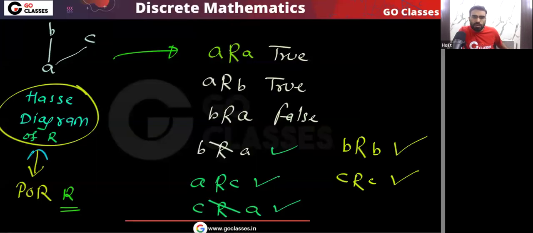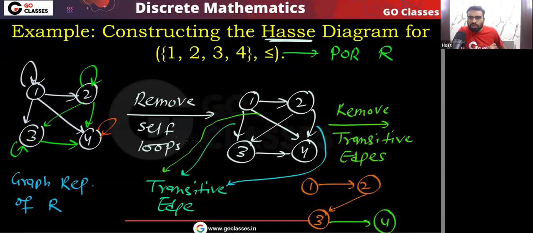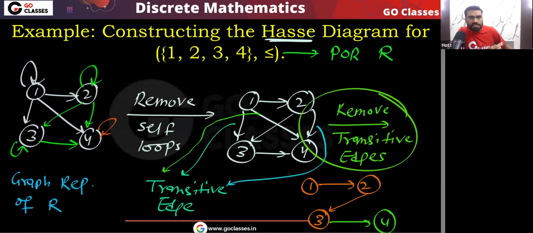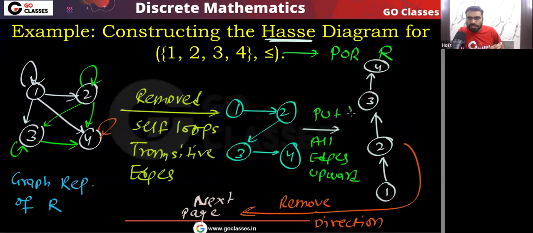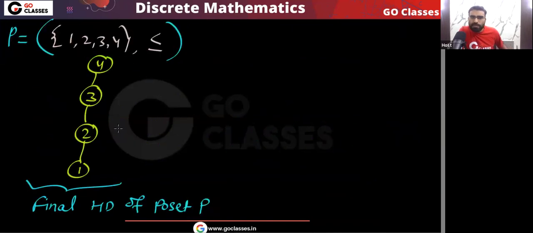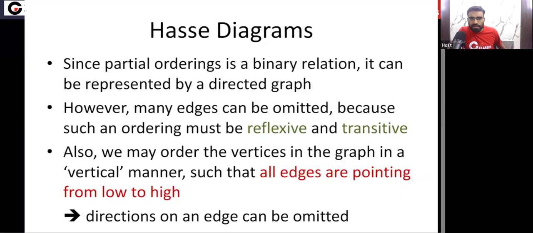Let me tell you, to create the hash diagram, you don't have to do all these things. We can directly create the hash diagram. That also I will tell you. But this is just for explanation purposes, that you have the graph representation. This is your partial order relation. First, you create the graph representation, remove all the self loops, remove all the transitive edges, put all the edges in the upward direction, and then finally remove all the directions. Then this is the hash diagram you will get. This is only for explanation purposes, but we can create the hash diagram directly. This direct construction we can do, I will tell you. So let's move on.